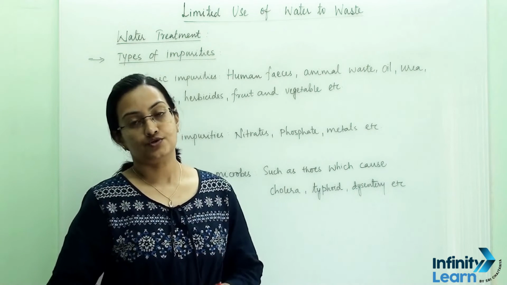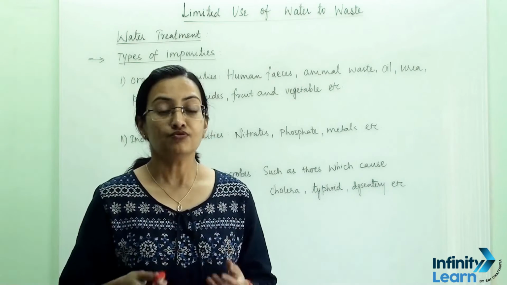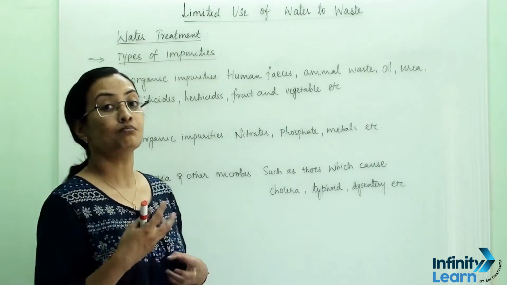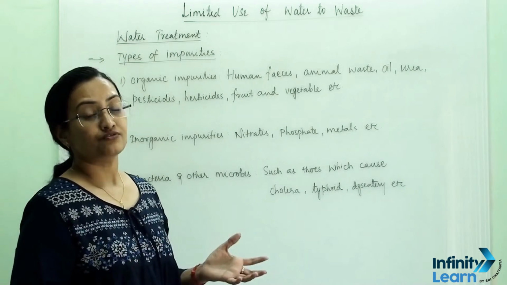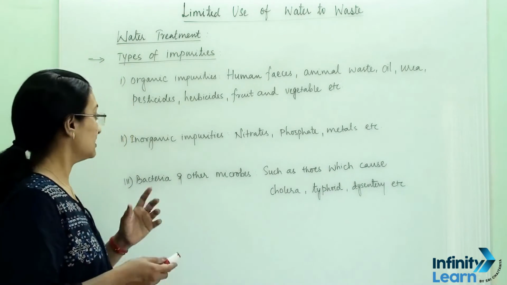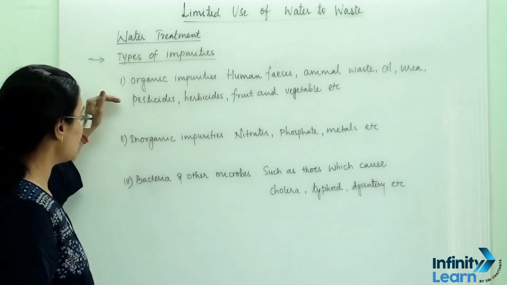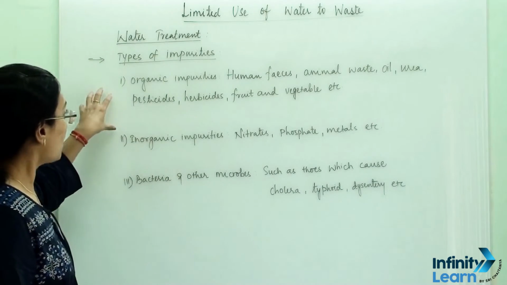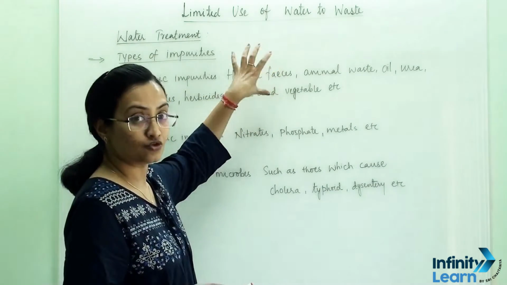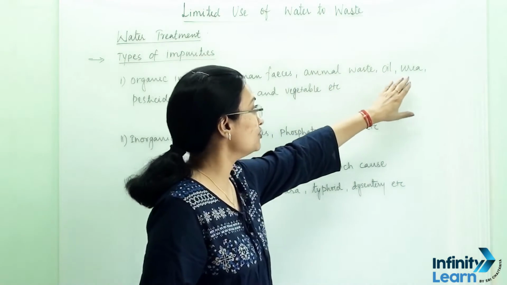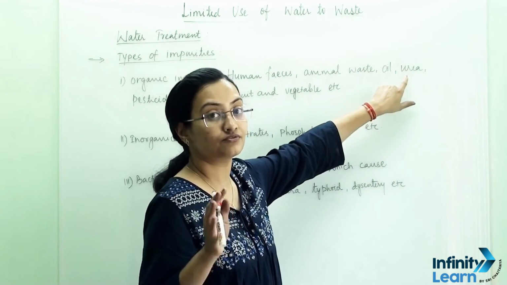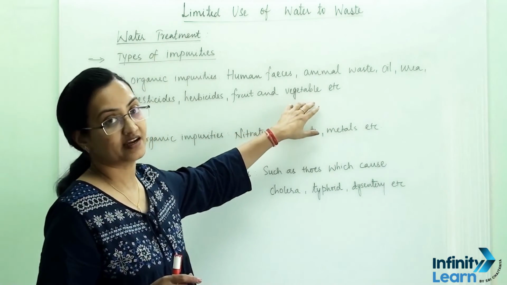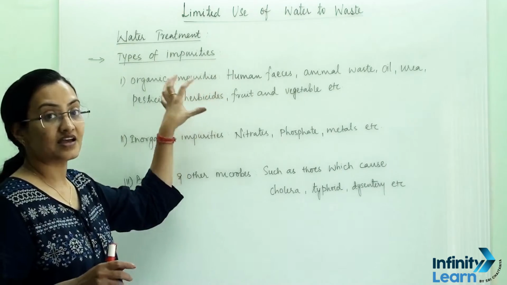Now comes water treatment. Why is water treatment important before we use water for household purposes? Because there are so many impurities which get mixed into the water. There are mainly three types of impurities: organic impurities, inorganic impurities, and bacteria and other microbes. First, organic impurities consist of human feces, human excreta, animal waste, oil, urea. Urea is one of the most used fertilizers in farms. Pesticides, herbicides, fruit and vegetable waste, etc. are considered organic impurities.